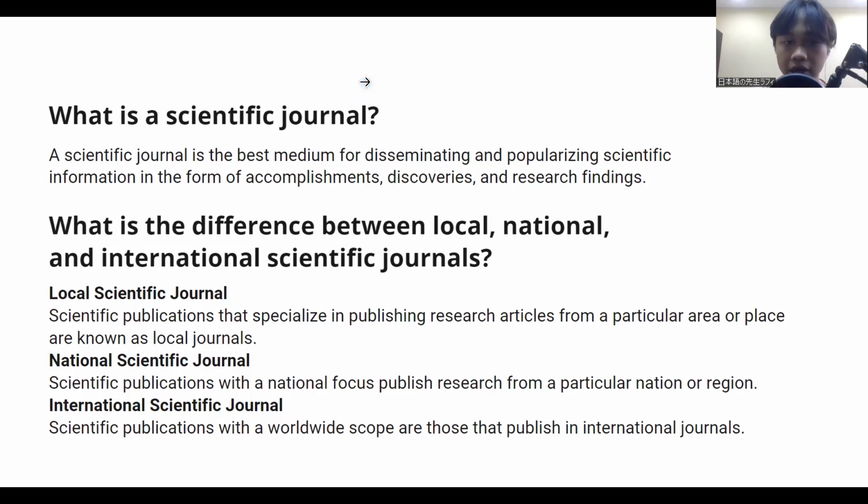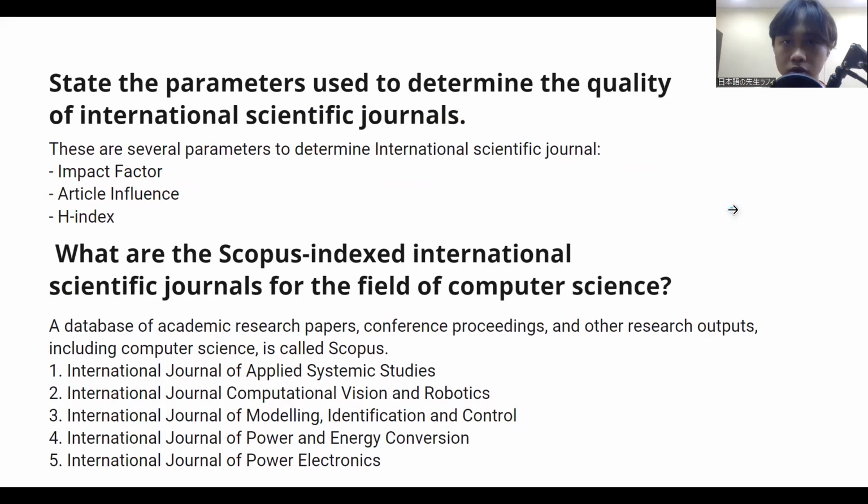The last is international scientific journal, which has a worldwide scope: those published in international journals. So basically, it's based on the scope of the journal: local, national, and international. The next is the parameters used to determine the quality of international scientific journals. The first is the impact factor. The next is article influence, and the last is h-index. Those are the parameters to determine the international scientific journal.